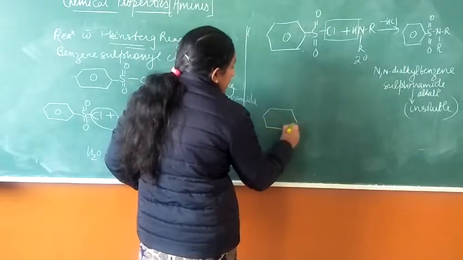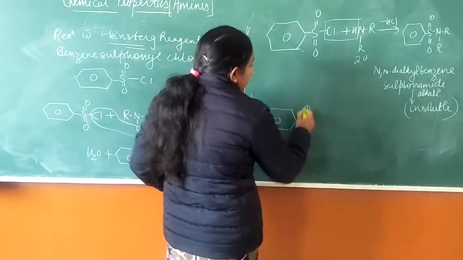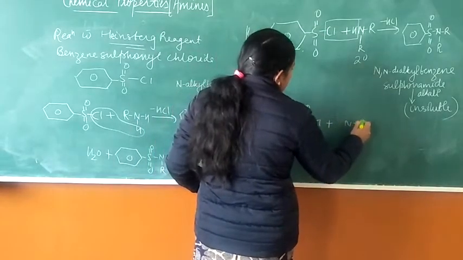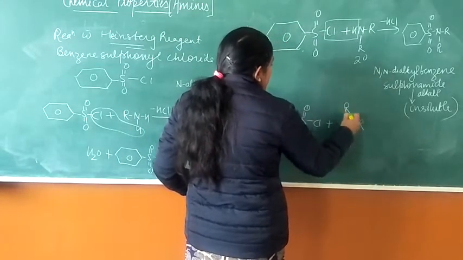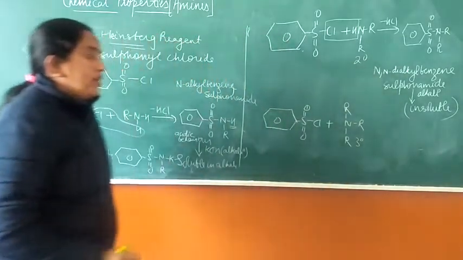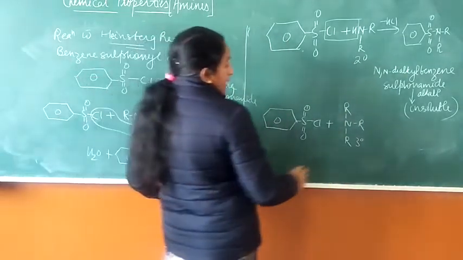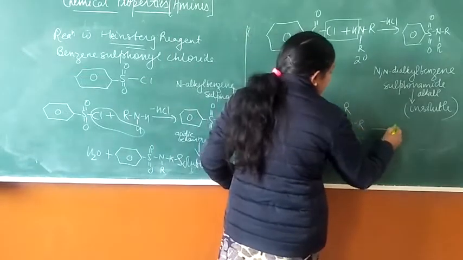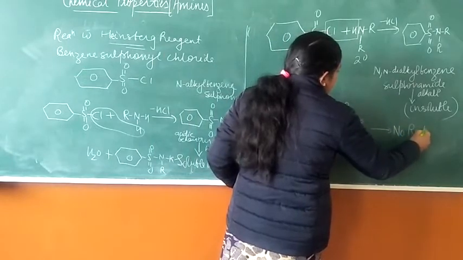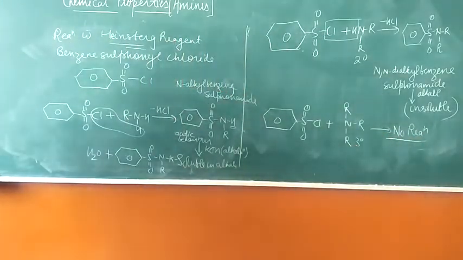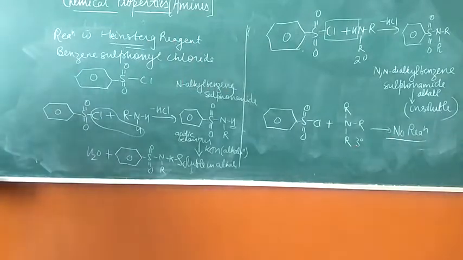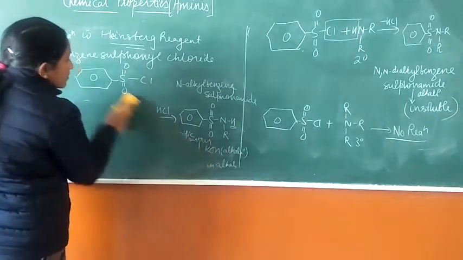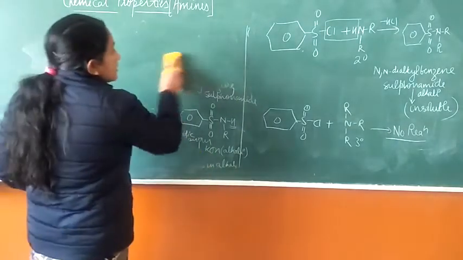Now students, if we take our tertiary amine, R3N, you can see that the amine doesn't have any hydrogen atom with it, so it cannot react with the reagent and lose HCl. So here there will be no reaction. So Hinsberg reagent is used to distinguish between the primary, secondary, and tertiary amines.